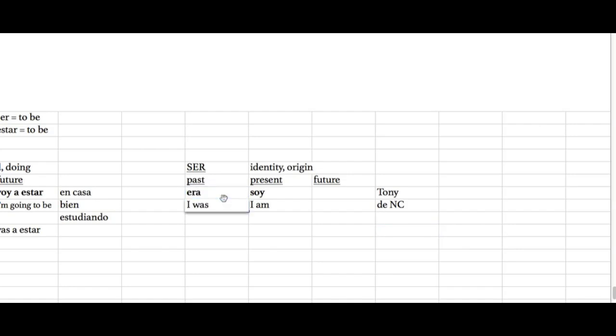Era, I was. Voy a ser, right? I am a teacher. I was a student, still am a student too. Era estudiante, soy maestro, soy estudiante, and I'm going to be, if you're going to be a doctor, some days voy a ser doctor, for example, okay?